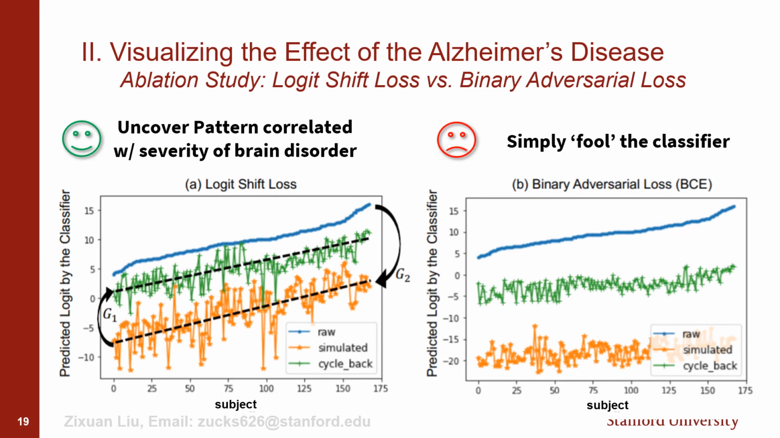We also do an ablation study to check the effectiveness of the logit shift loss design. Here, we compared with a training framework with simple binary adversarial loss and drew the logit shift of the raw disease cohort, simulated control cohort, and the cycle-back disease cohort. As we can see, the logit shift loss could help the simulator networks uncover the pattern that is correlated with severity of brain disorder, and the logit difference between these three cohorts remains more consistent. The result using binary adversarial loss tends to simply fool the classifier as much as it could. This might lead the simulator to learn undesired patterns.